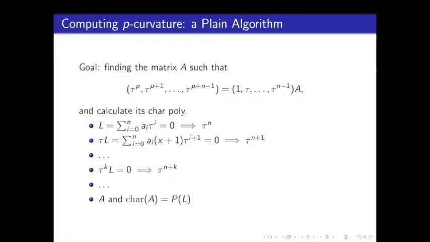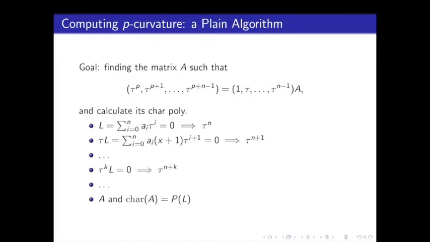Okay, so I call this the plain algorithm, because it's quite straightforward. We just find the matrix representation of the map tau to the pth power, and then we compute its characteristic polynomial. So this is quite straightforward.